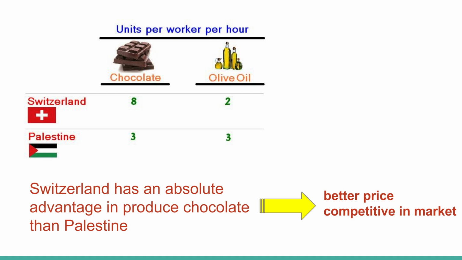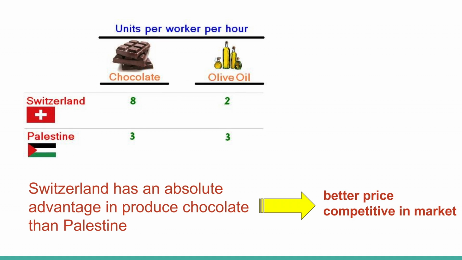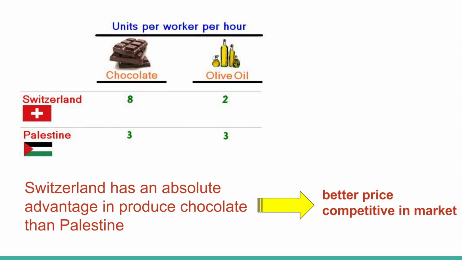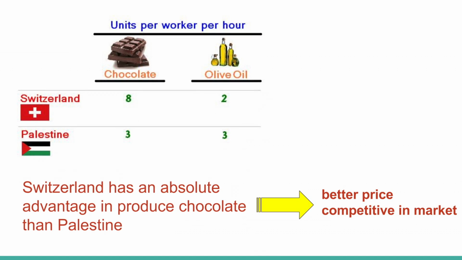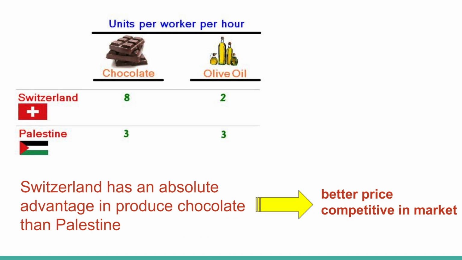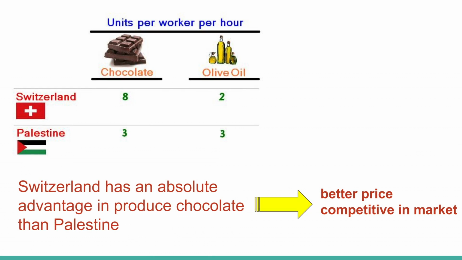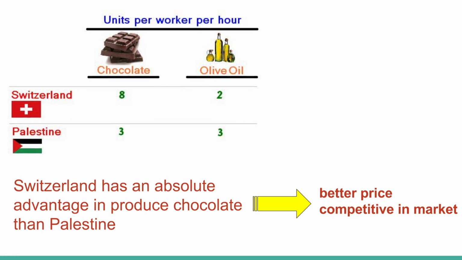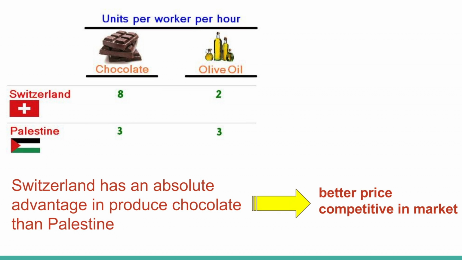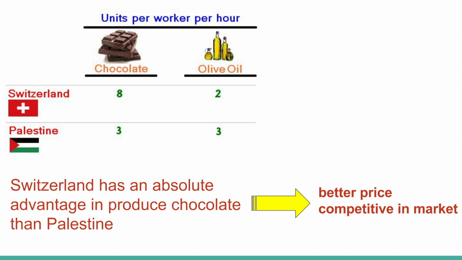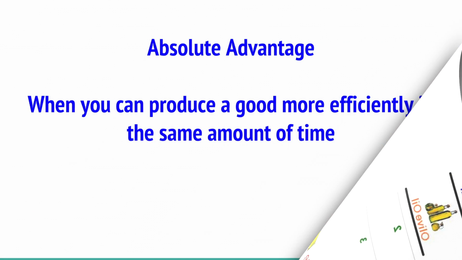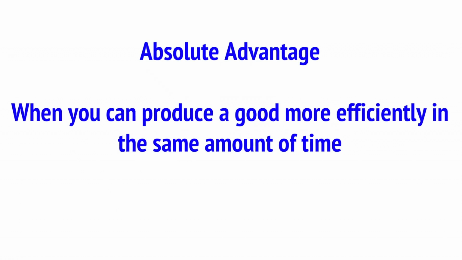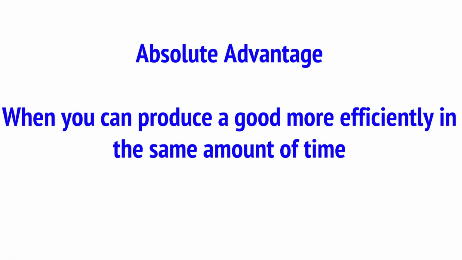For example, consider units per worker per hour. Switzerland can produce 8 chocolates, but Pakistan can only produce 3 chocolates. In this situation, we see that Switzerland has an absolute advantage in producing chocolates over Pakistan. Chocolates made in Switzerland have a lower price than Pakistan's, which makes Switzerland more competitive in the market. So absolute advantage is when you produce a good more efficiently in the same amount of time.